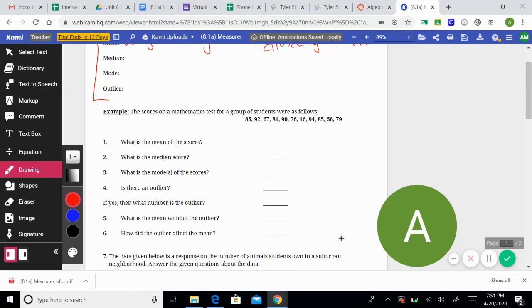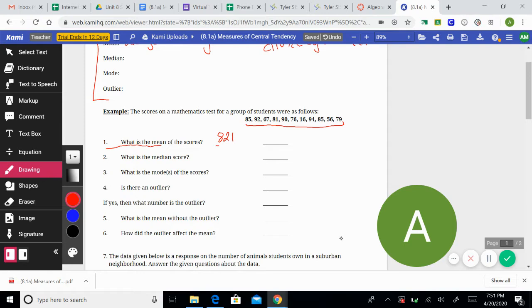So to find the mean of the test scores, these are the scores on a mathematics test for a group of students right here, okay? So to find the mean, what we're going to do is we're going to add all of these up. So with your calculator, you're going to do 85 plus 92 plus 67 plus 81 plus 90 plus 76 plus 16 plus 94 plus 85 plus 56 plus 79. Okay, so when I add all of these data points up, I get a total of 821.